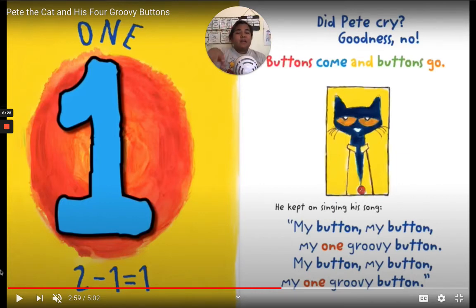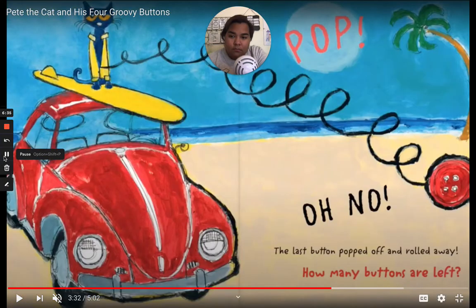So he started out with 4 and now he only has 1, right? So let's see what happened to this button. Now where do we notice him at? Where is he at now? He started off in his house on his chair. He went on a skateboard. He got ice cream. And now where do you see him at? He's at the beach, right? He's sitting on top of a car on a surfboard. And what happens? The last button pops off. Pop! Oh no! The last button popped off and rode away.